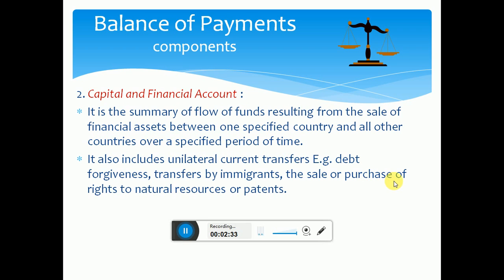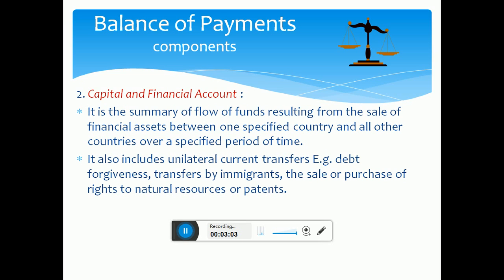The sale or purchase of rights to natural resources or patents. Means suppose some Afghans go to other countries and in those countries they extract some natural resources and they take the patents for that. Patents means the rights to extract the natural resources.